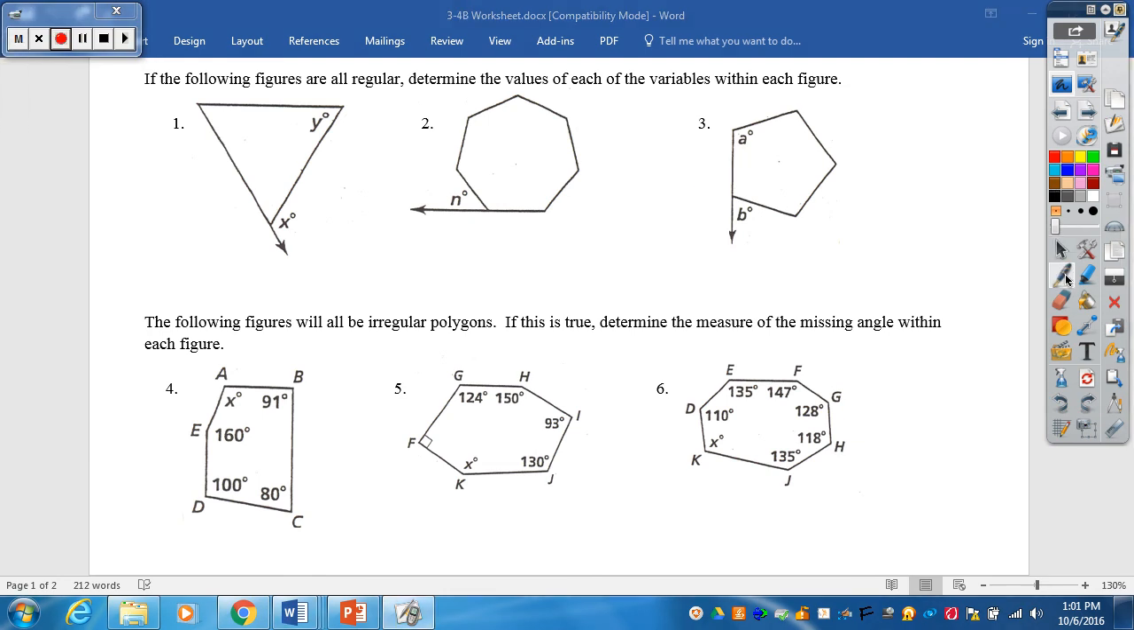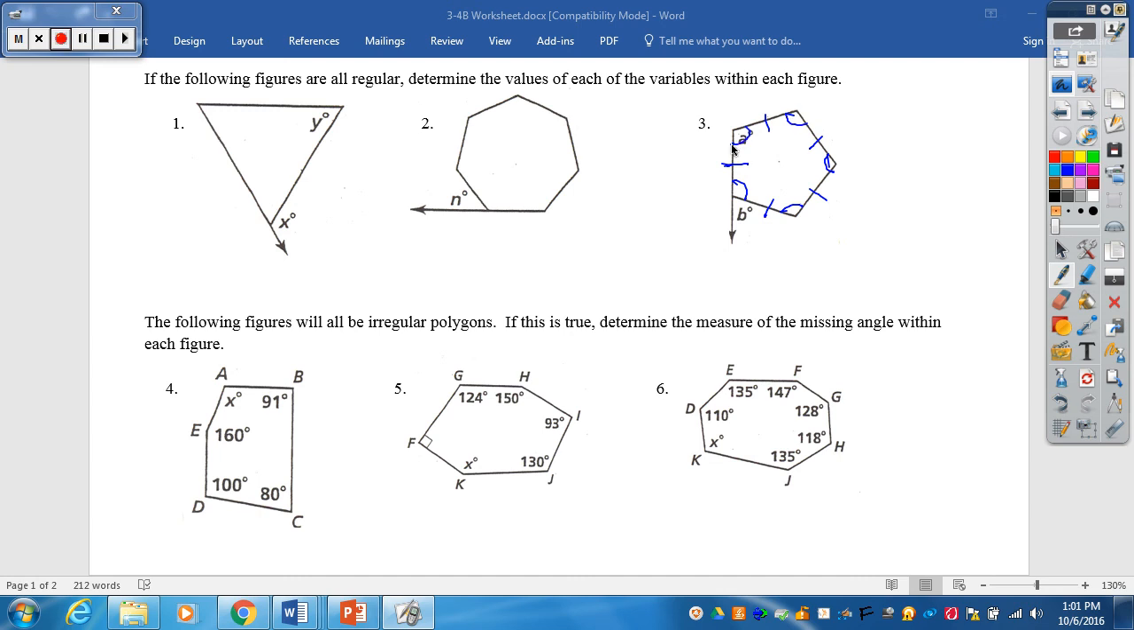Oh, there we go. Okay, so if I go ahead and mark all of these sides congruent, that's what I visibly want you to think when you think regular polygon. Also, all of the angles congruent. Okay, so there you go.